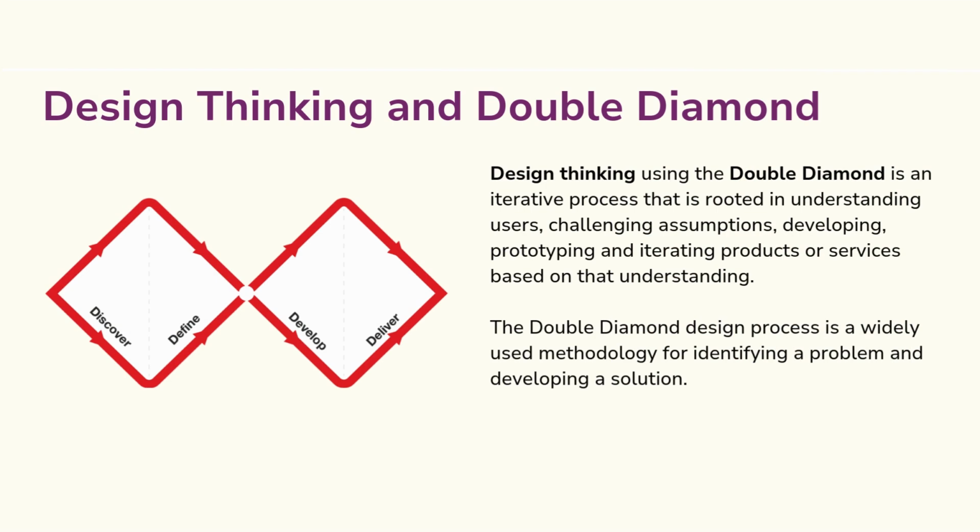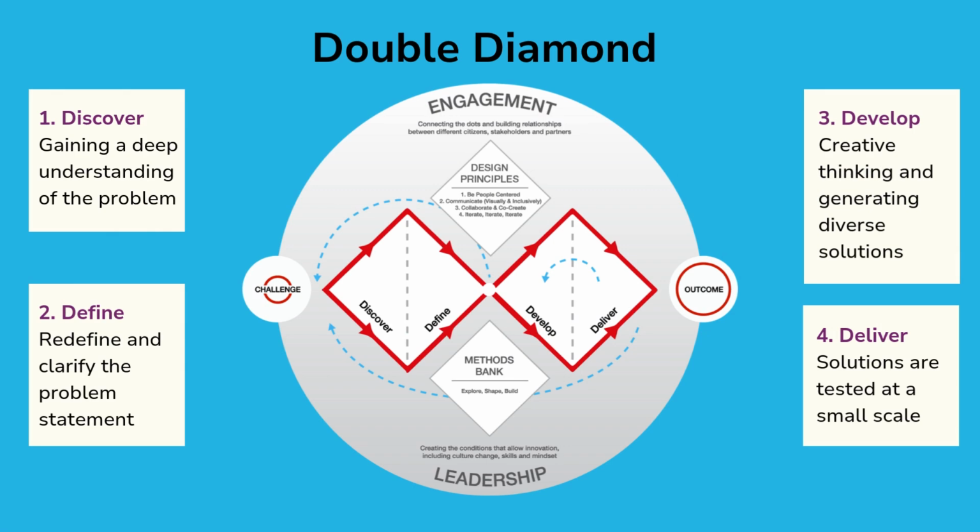Design thinking using the double diamond is an iterative process that is rooted in understanding users, challenging assumptions, developing, prototyping, and iterating products or services based on that understanding. The double diamond design process is a widely used methodology for identifying a problem and developing a solution. This diagram, produced by the Design Council, is called the double diamond, which is a visual representation of a design process that is accessible to all types of users.